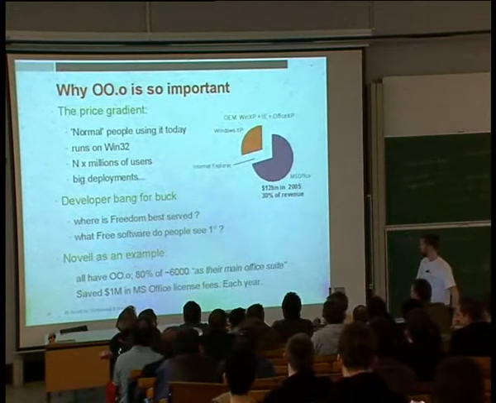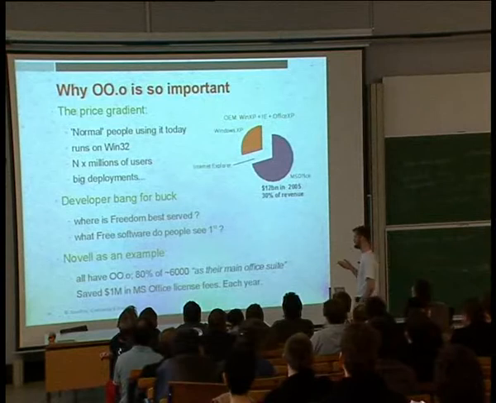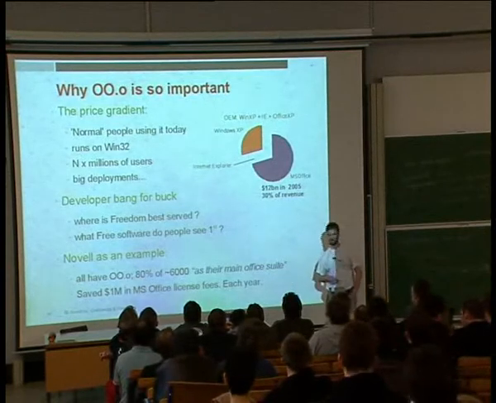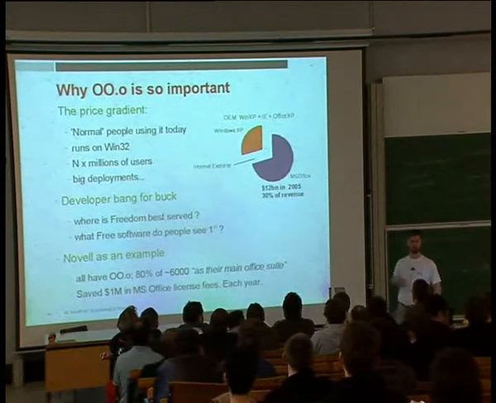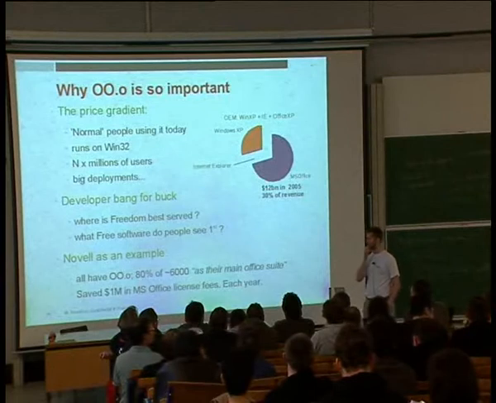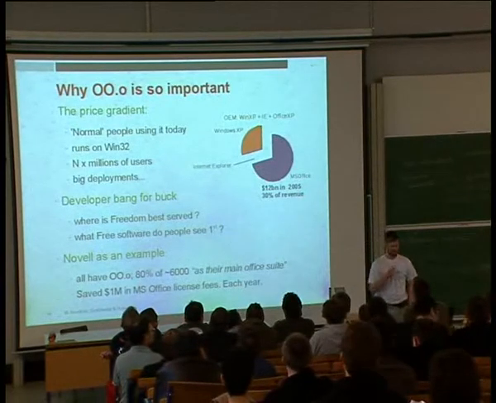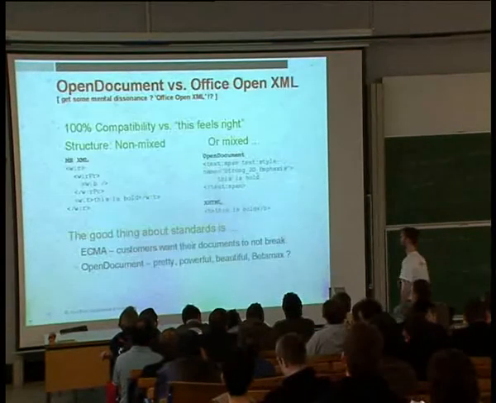And there's a lot of easy fixes to do. Just as an example of raw money, I know money doesn't motivate everyone, but Novell saved $1 million in Microsoft Office licensing fees last year. We plan to save it this year and the next year and so on. So it's quite substantial. Everyone has it on their machine. 80% of them use it, quote, as their main Office suite, or at least someone persuaded them to say that in the survey.